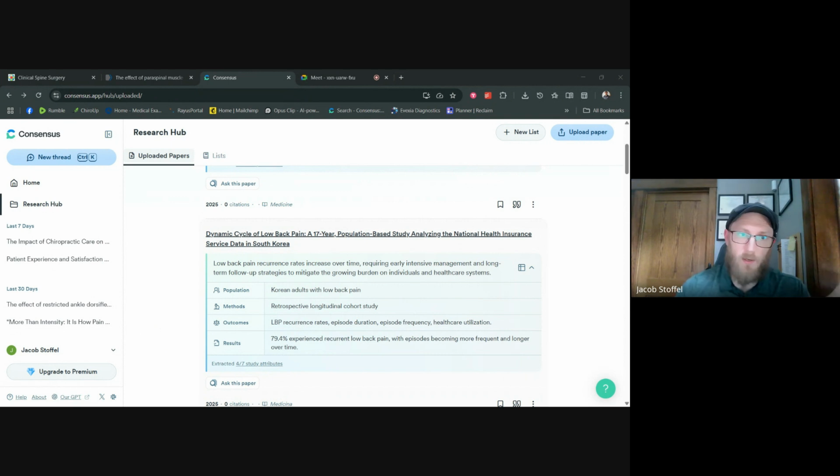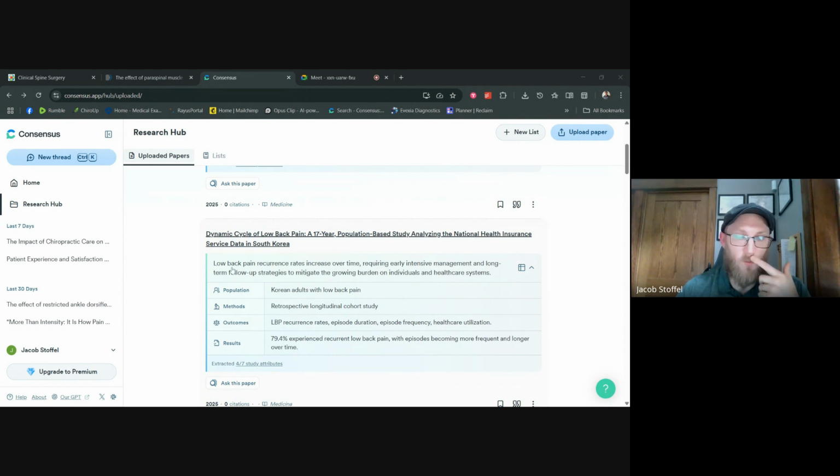All right, not going to be as ranty on this one. So this was a population-based study in Korea. So Korean adults with low back pain. It was retrospective, so looking back at it, it looked at low back pain recurrence rates, episode duration, frequency, healthcare utilization, etc. The result was about 80%, which is what we also have other studies that show about that same number, experienced recurrent low back pain. And here's the kicker: with episodes becoming more frequent and longer over time.